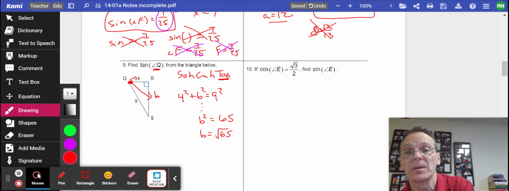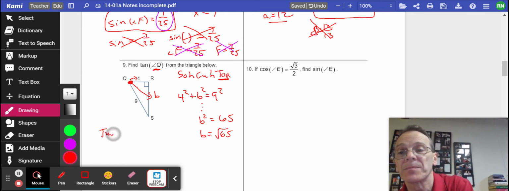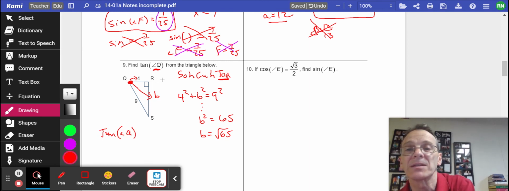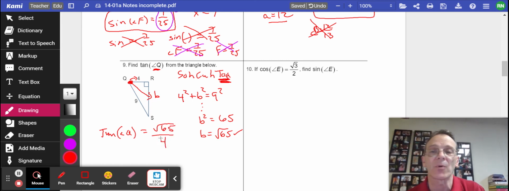Okay. So the tangent of angle Q, once again, is the opposite divided by the adjacent. The opposite side, we just figured out what that is. It's the square root of 65. And the adjacent side was given to be 4.